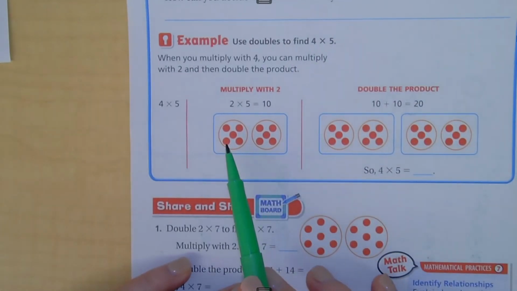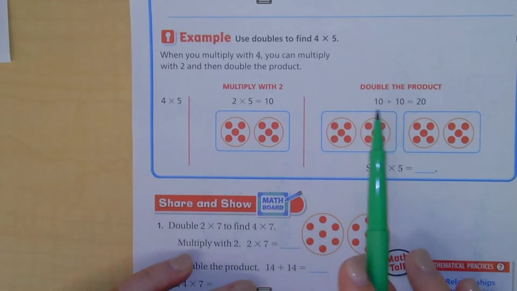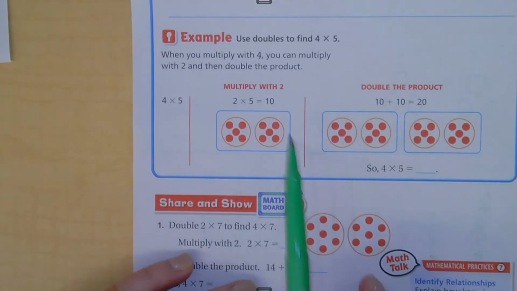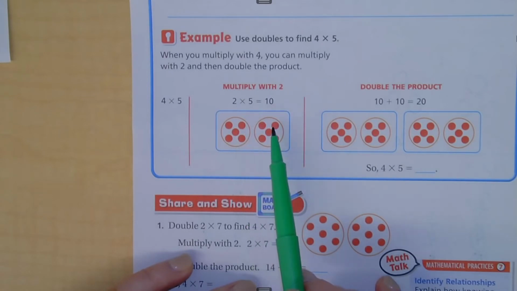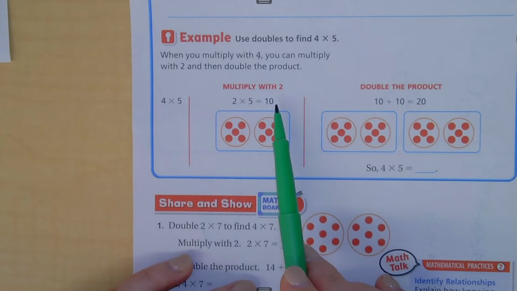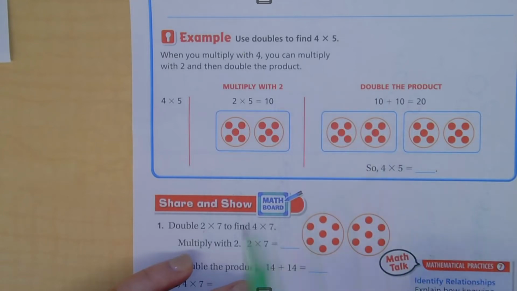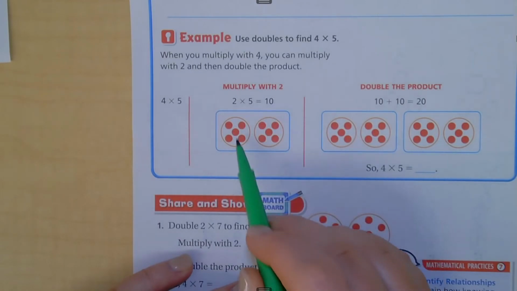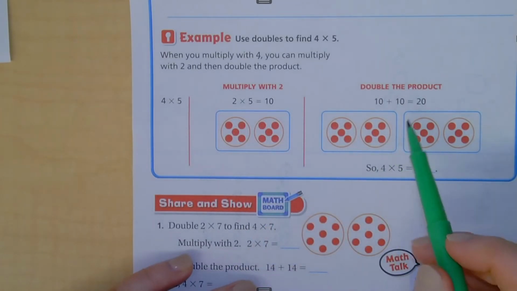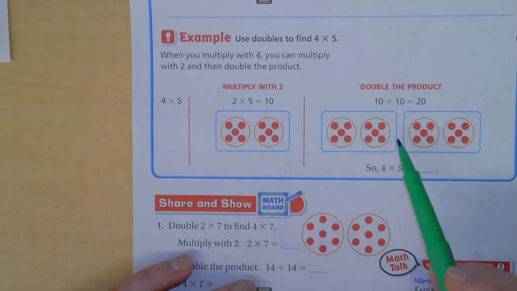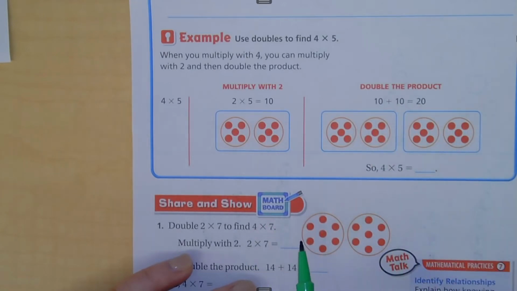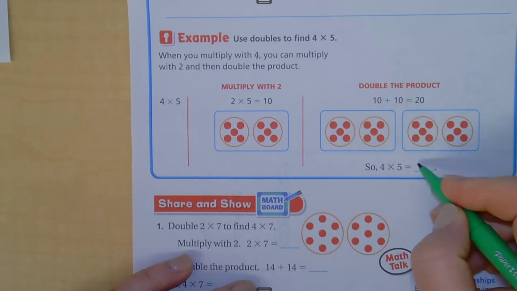So here I have 2 groups of 5. I want to find out how much 4 groups of 5 are. But if I can find the total of 2 groups of 5 and then double that product, then it'll tell me the answer for 4 groups of 5. And again, this is possible because 2 doubled equals 4. So we're taking 4 and chopping it in half. So 2 groups of 5 equals 10. 5, 10. Now I'm going to double the 10. So 10 plus 10 is 20. So that means 1, 2, 3, 4 groups of 5 is 20.